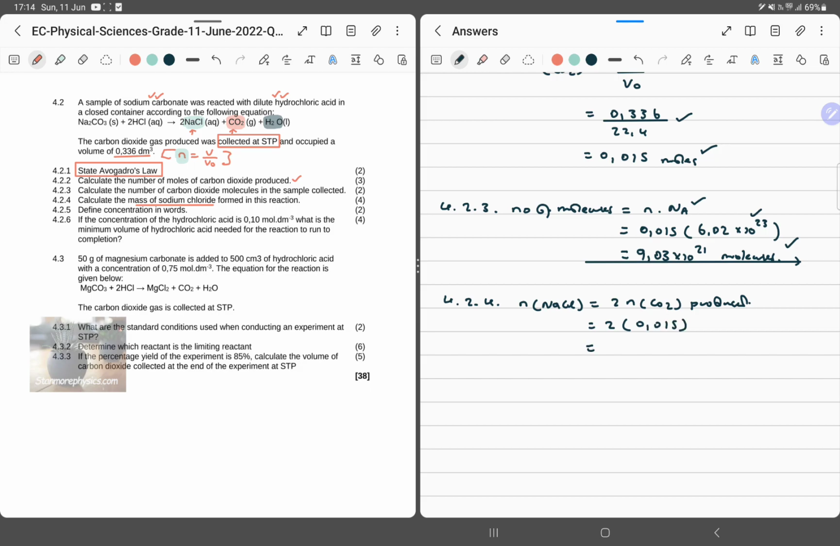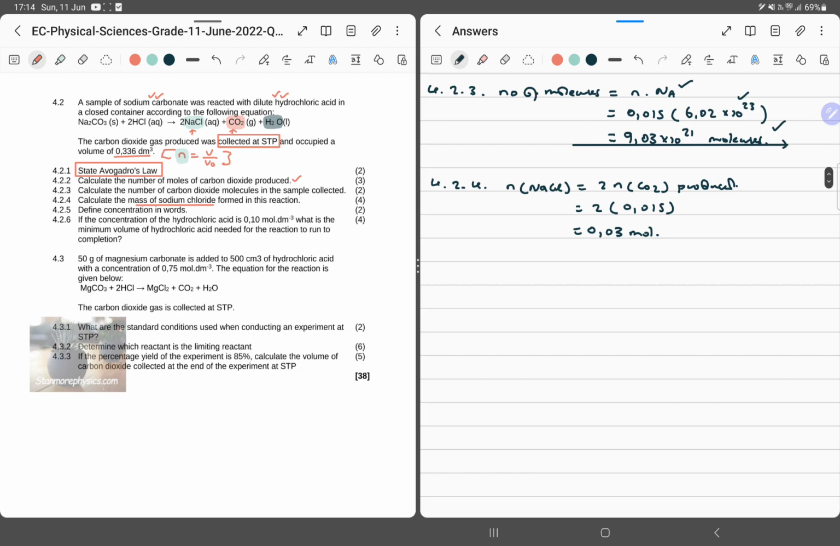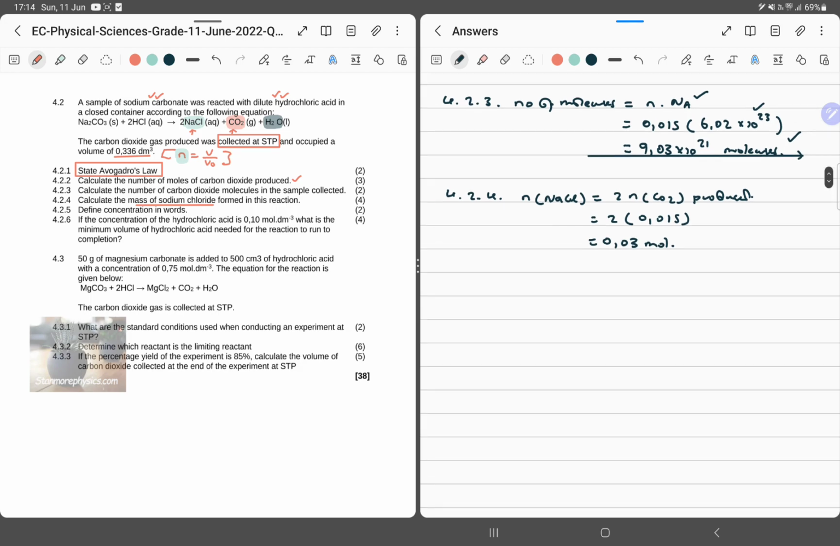Nice and easy. So this is 2 into 0,015. So we're using molar ratios here. We're getting 0,03 moles. Now, once we've got this one, what do we want? We want the mass.